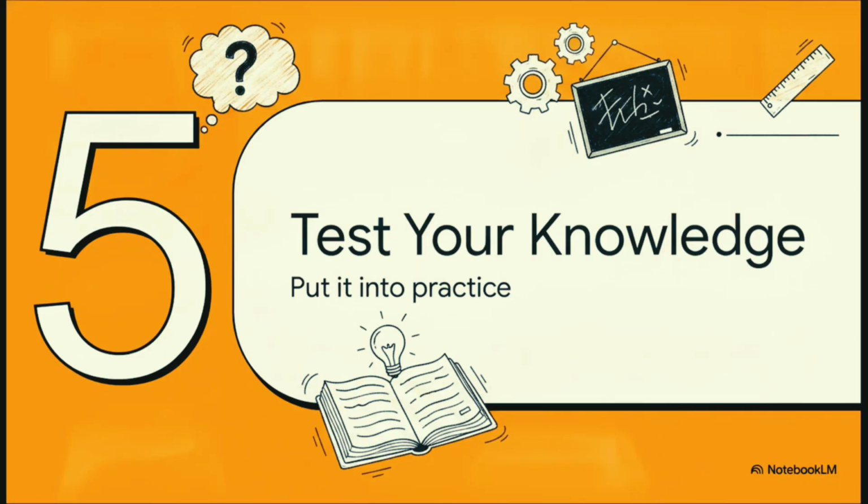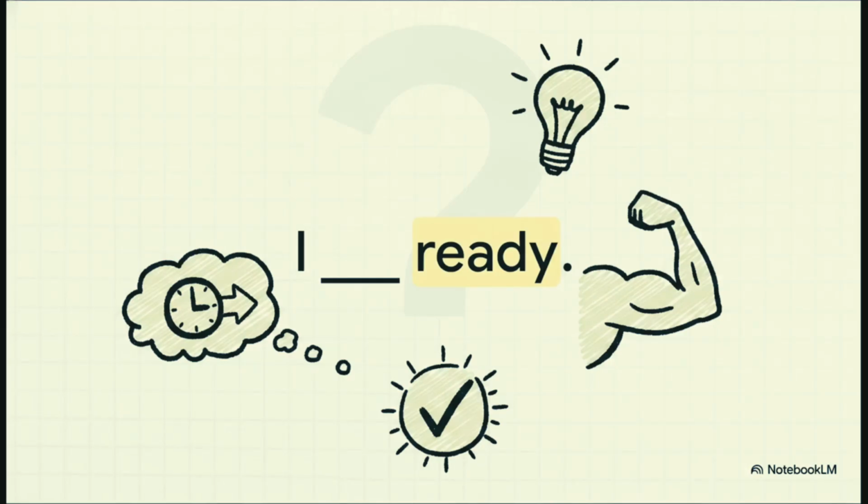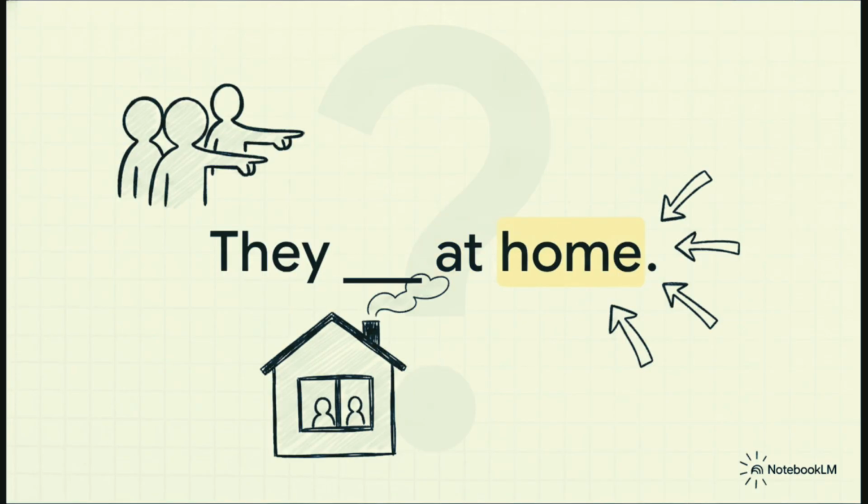Let's wrap things up with Section 5, Test Your Knowledge. Time to put this into practice. I want you to mentally fill in the blank before I give you the answer. Ready? The subject is I. The sentence is I blank ready. Think back to those present tense rules. Which be verb pairs perfectly and exclusively with I? If you said am, you hit the nail on the head. I am ready.